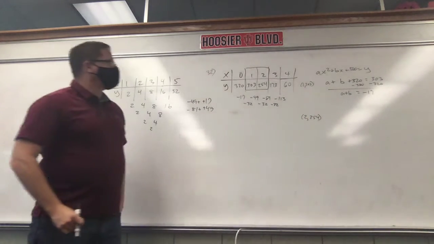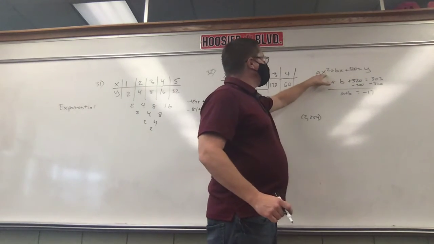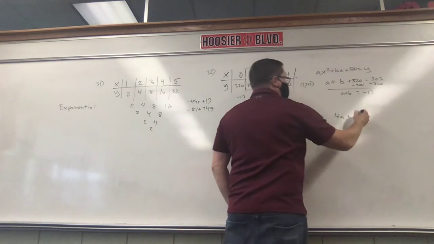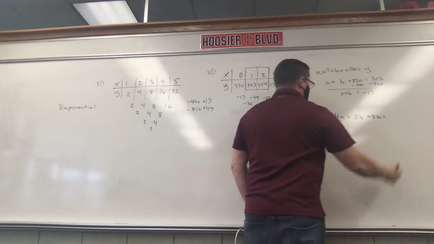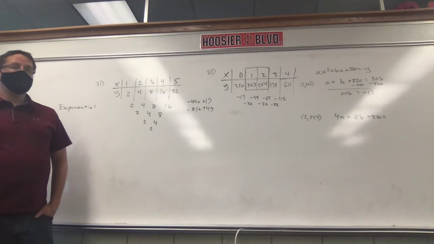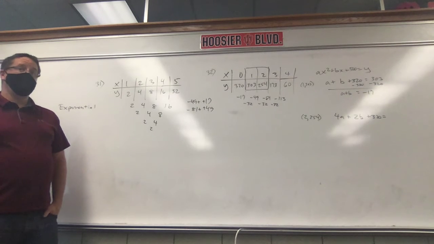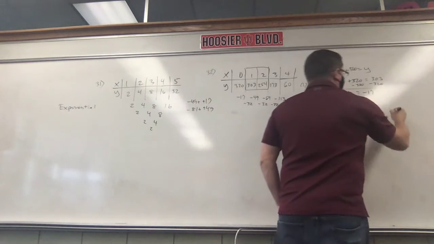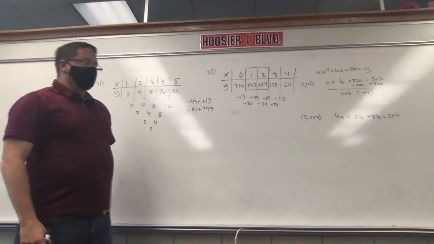Okay? So let's plug in 2 for x. If I plug in 2 for x, that's going to be 2 squared is 4a, plus, plug in 2 for x here, 2b, plus 320, equals what? You had already plus 320 equals what? Equals the y value, 254. How do we clean that up a little bit? Subtract the 320.